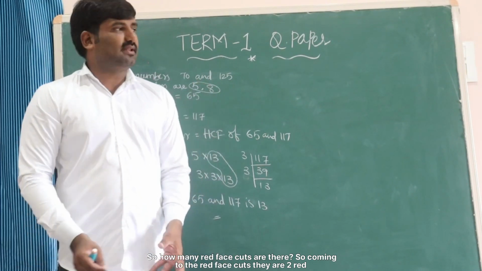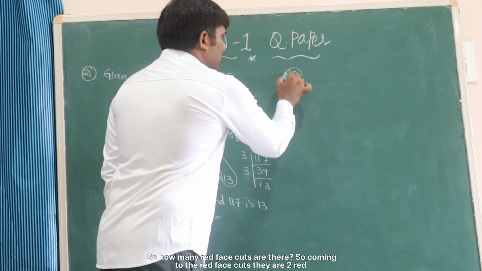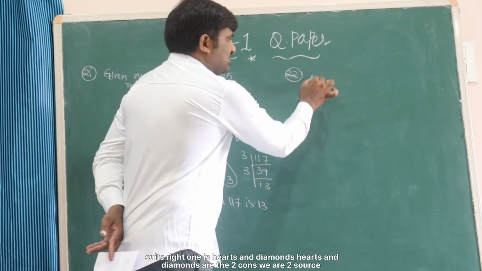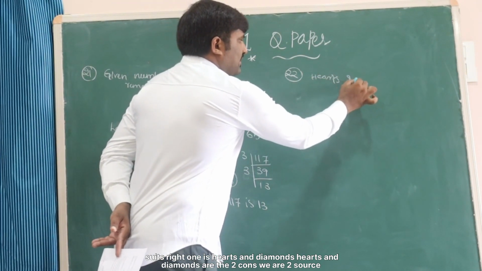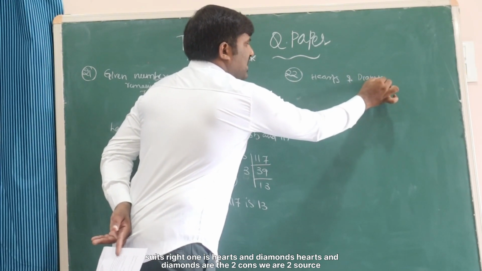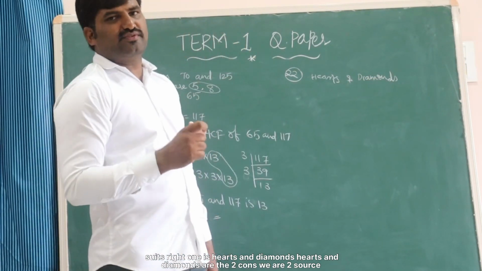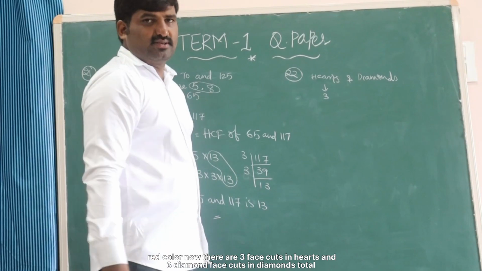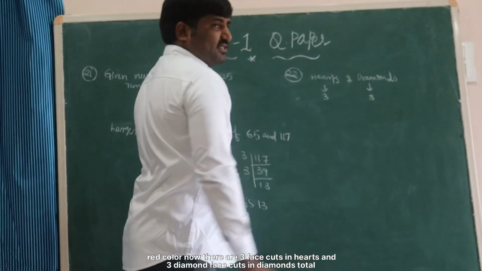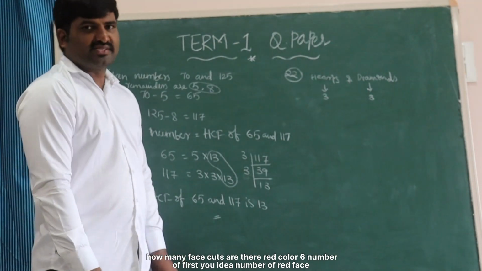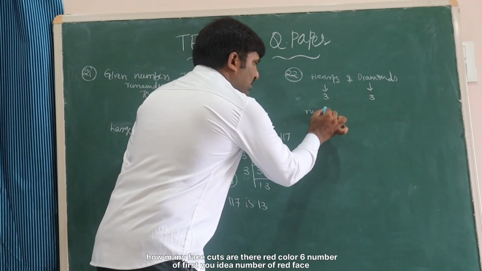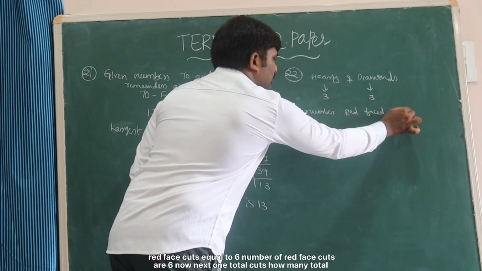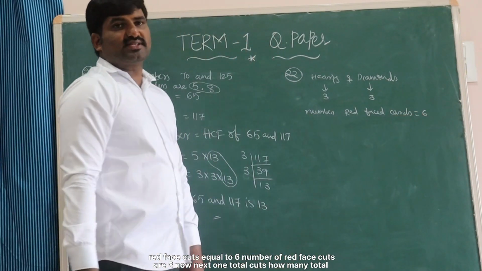How many red faced cards are there? There are two red suits, hearts and diamonds. There are 3 faced cards in hearts and 3 faced cards in diamonds. Total how many red faced cards are there? 6. First write it: number of red faced cards equals 6.